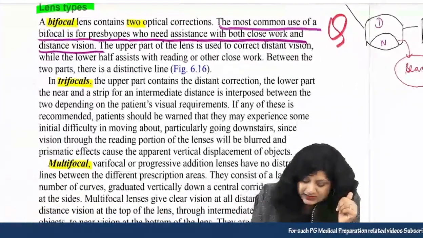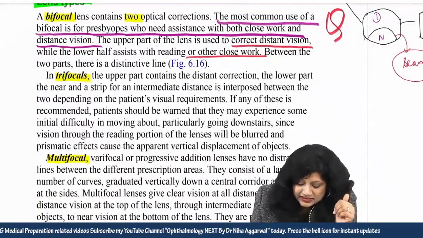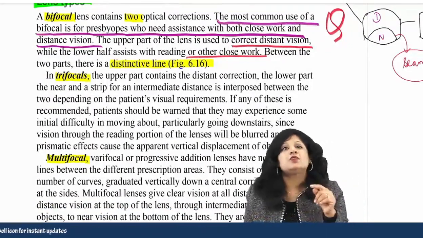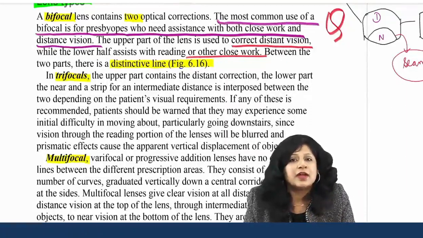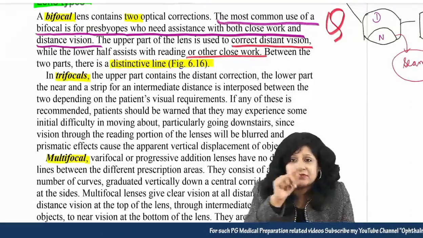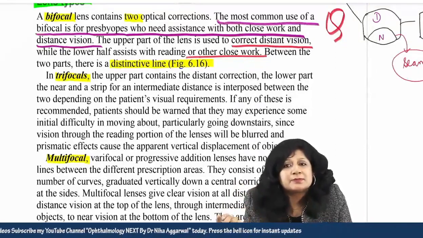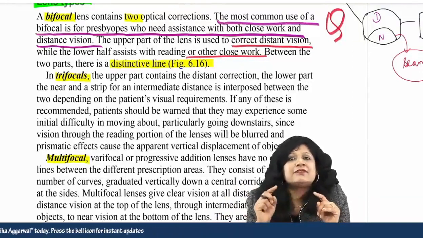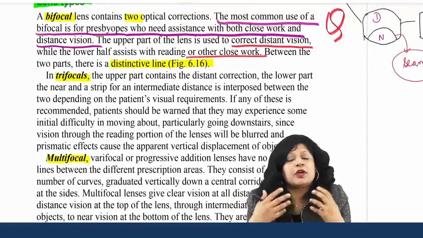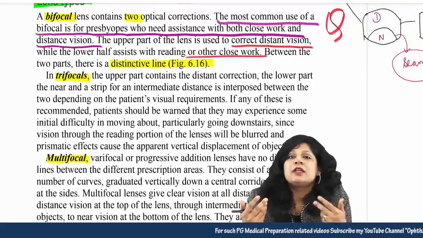Alright, so the upper part of the lens is used to correct the distance vision, and the lower half is for reading, and between the two parts is a distinctive line. That is very, very important, because many times they give you a picture of the spectacles and ask you to identify, like the one that we shared in the AIIMS, if you remember. They had given bifocals for aphakia, bifocals for pediatric aphakia, bifocal for presbyopia. So whenever you see that distinctive line or seam, that always shows that you are using different powers in the same spectacles. That shows that it is a kind of bifocal or trifocal.